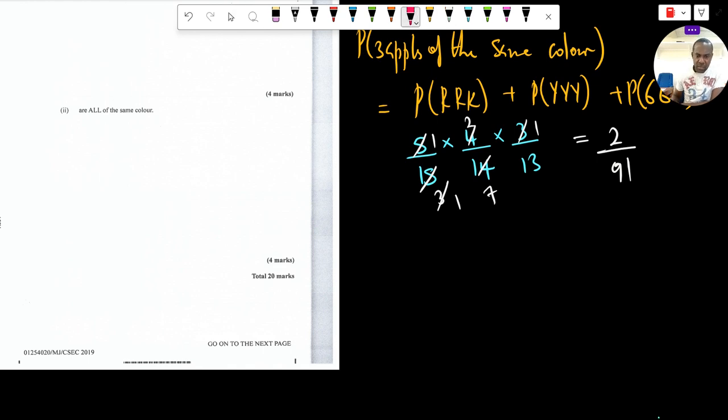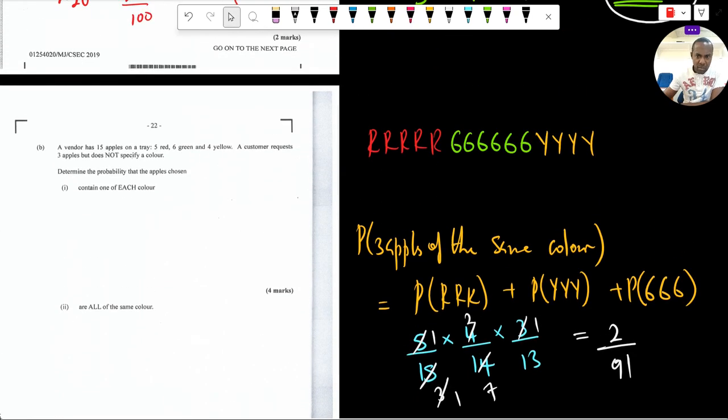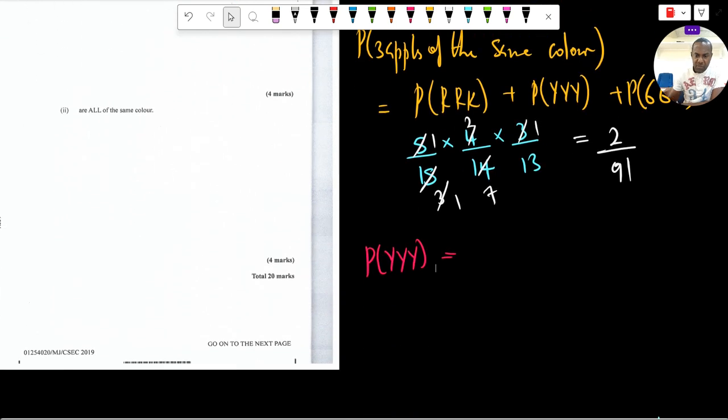Now let's look at the probability of getting the 3 yellow apples. So P of yellow, yellow, yellow. How many yellow apples to begin with? 4 yellow apples from a total of 15. So the first apple is yellow.